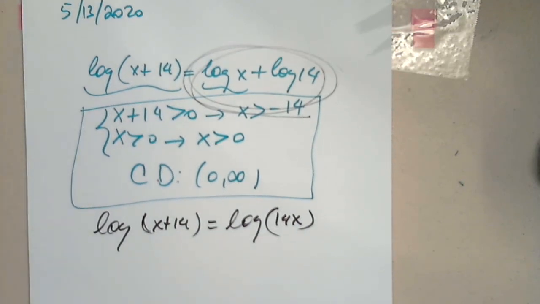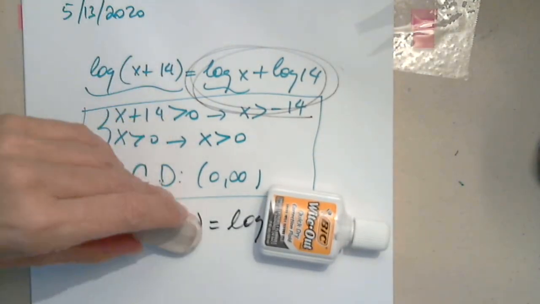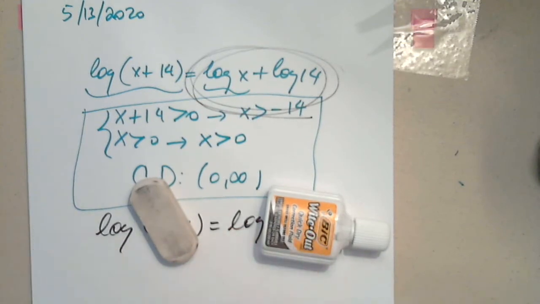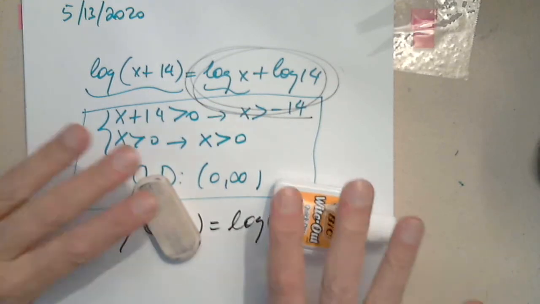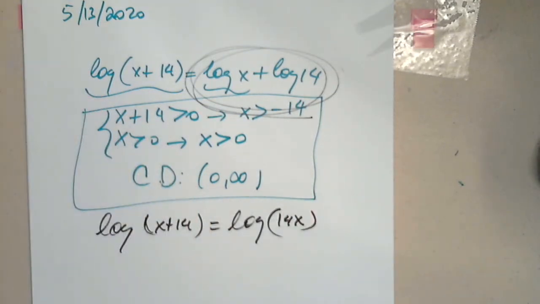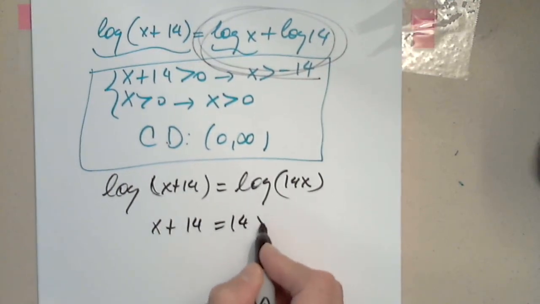And now, like before with exponentials, I will say two logs are equal and they have the same base. These quantities must be the same. There is no other way. So I don't have to change it into an exponential equation. I only have to write that x plus 14 equals 14x.